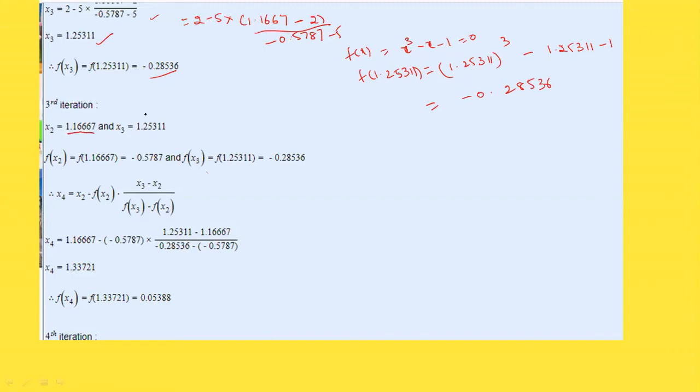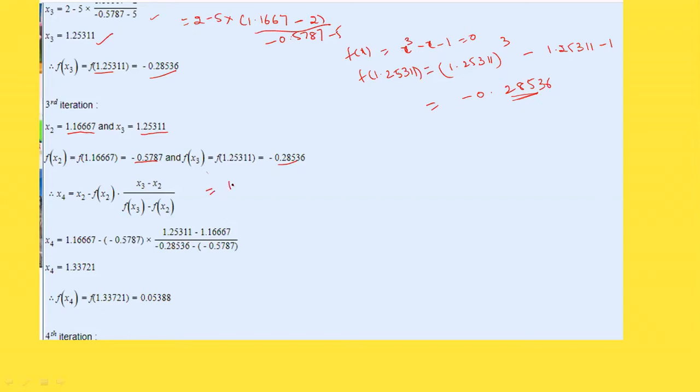So the next iteration: now your x2 is 1.1667 and your x3 is the new value, 1.25311. Your f of x2 is, as already found, minus 0.5787, and your f of x3 is minus 0.28536. Apply the formula: x4 is equal to x2 minus f of x2 into x3 minus x2 by f of x3 minus f of x2.